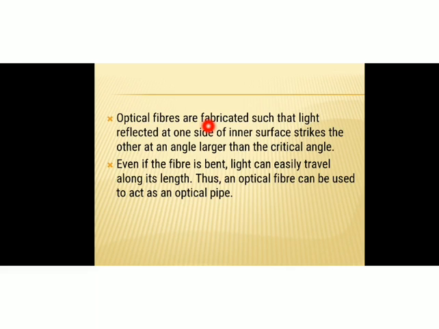So optical fibers are fabricated such that light reflected at one side of the inner surface strikes the other at an angle larger than the critical angle. So every time the light is made to fall on the cladding at an angle greater than the critical angle, even if the fiber is bent, light can easily travel along its length. Thus, an optical fiber can be used to act as an optical pipe.